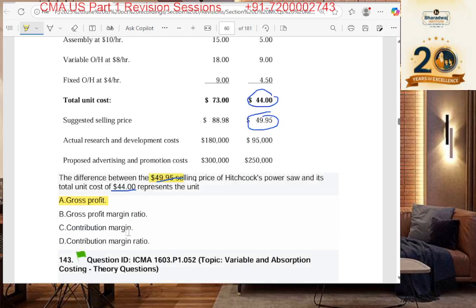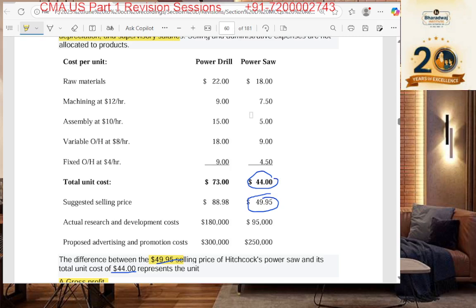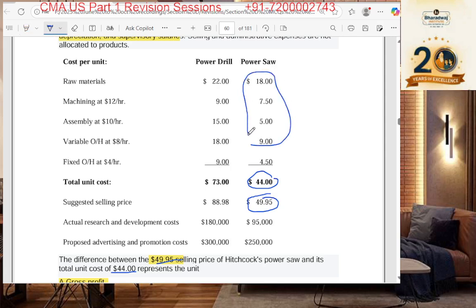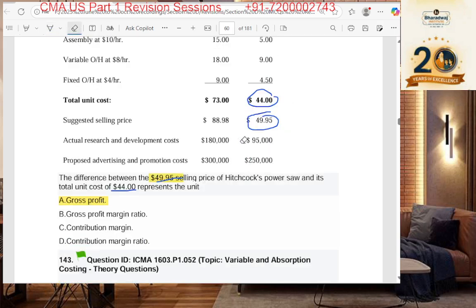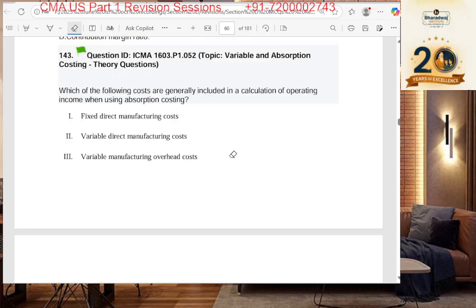Why is it not contribution margin? Only variable cost can be included. If they had asked for contribution margin, it would be selling price minus all variable overheads. That would be contribution margin. While working out gross profit, we take both variable as well as what? Fixed.